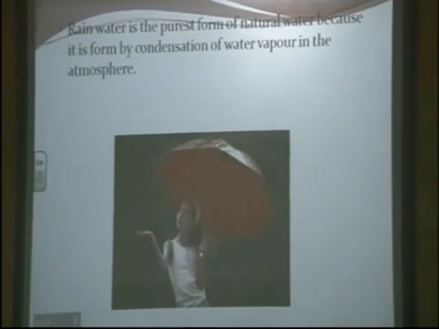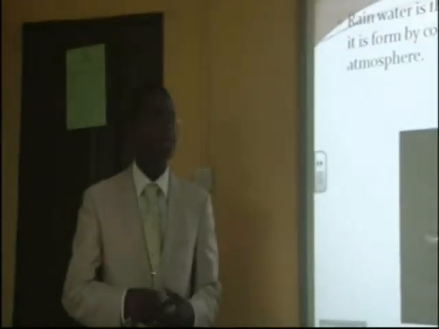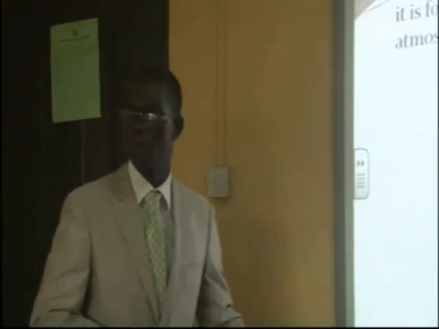Therefore, the sea is the main source of water. Rainwater, of course, we all know rainwater. Some parts of Nigeria are in the rainforest, and we know that rain falls regularly. The rainwater is the purest form of water because it is formed by condensation when the water evaporates. The impurities in water will not evaporate, it is only the pure water that will evaporate, rise up, and fall down. So rain remains the purest form of water, simply because it is formed by condensation.